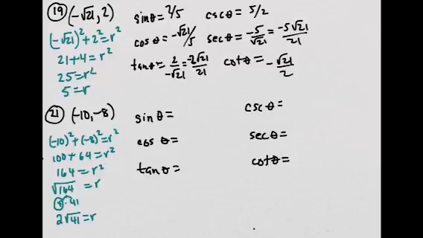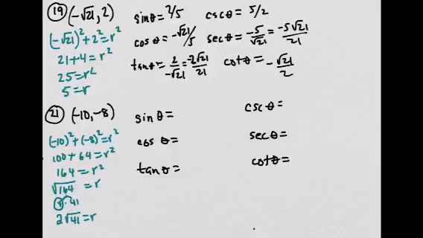Okay, so for 21, after applying the Pythagorean theorem and solving for r, we got the square root of 164 equals r, and 164 is 4 times 41, so the 4 comes out as a 2, and the 41 is a prime number, so it stays inside. And so now we're going to do the ratios.